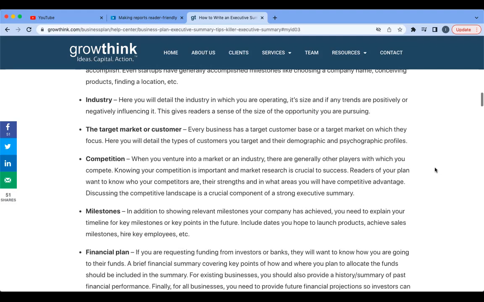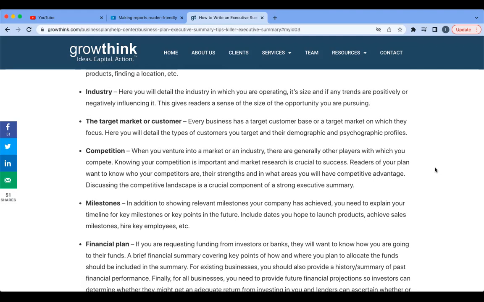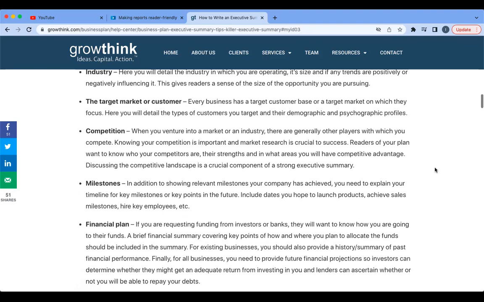The target market or customers are known as the primary or secondary stakeholders. Every business has a target audience base on which it focuses. So you need to add more details about the types of customers, for example the demographic and psychographic profiles of the customers.